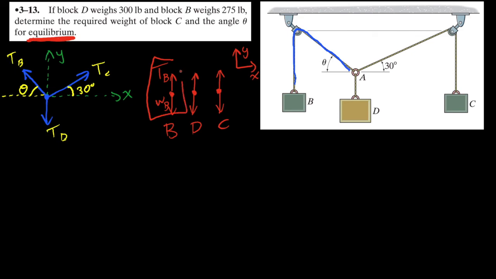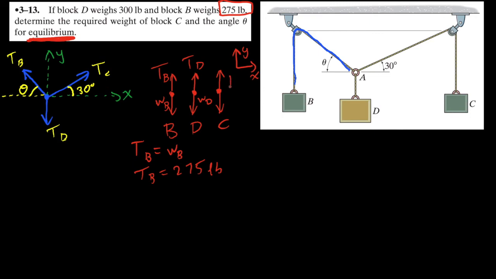Now, looking at this, we can say that T sub B is equivalent in terms of magnitude to W sub B, which is the weight of crate B, which we know to be equivalent to 275 pounds. This says T sub D is equal to W sub D, and T sub C is W sub C. So let's write those out. T sub D is W sub D, and T sub C is W sub C.